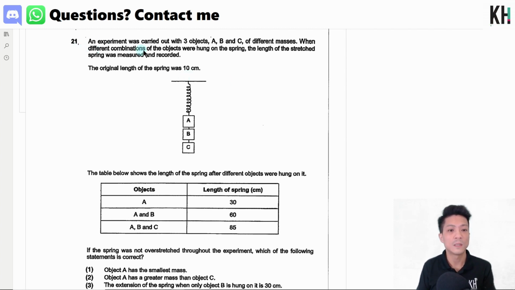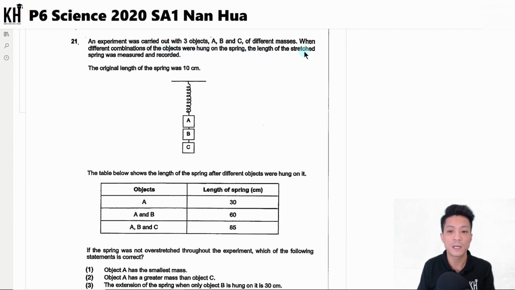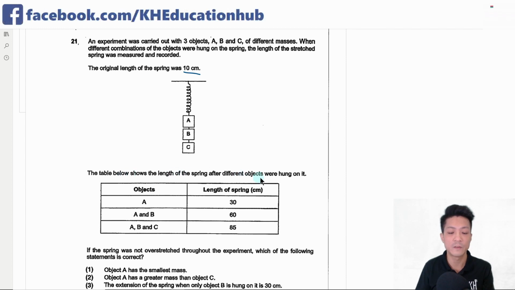Question 21. An experiment was carried out with 3 objects A, B, and C of different masses. Okay, when different combinations of objects were hung on the spring, the length of the stretched spring was measured and recorded. The original length of the spring was 10 cm. The table below shows the length of the spring after different objects were hung on it.